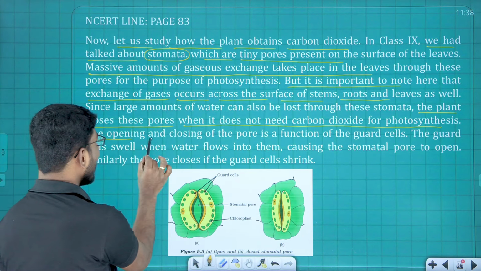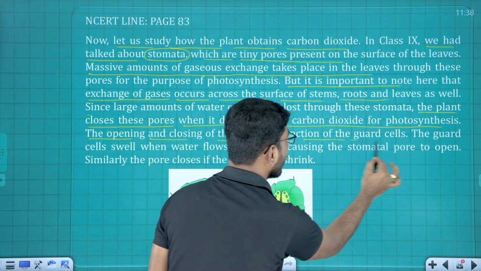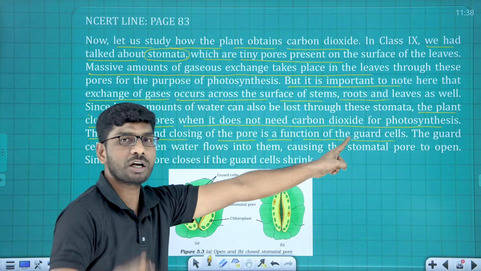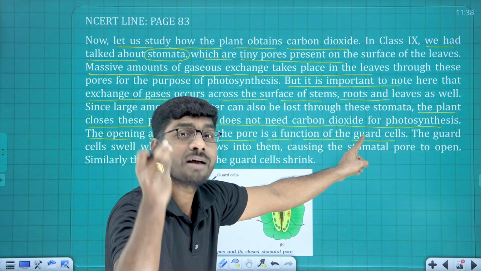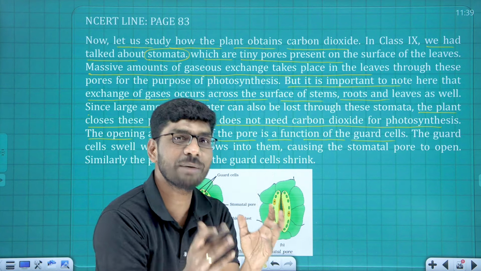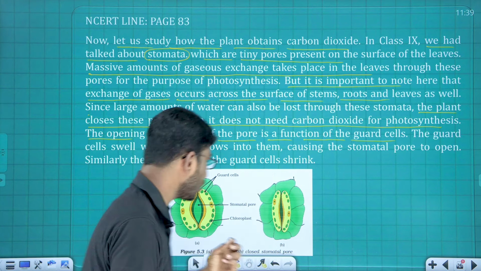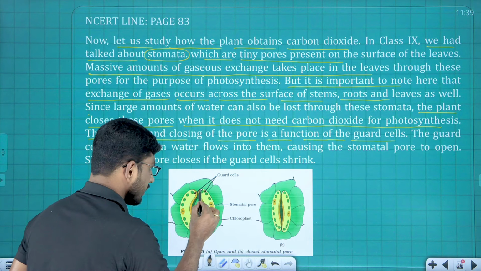The opening and closing of pores is a function of guard cells. This is very important. Tell me, who will actually regulate the opening and closing of stomata? Guard cells. There are some bean-shaped or kidney-shaped cells that surround the stomata. We call them guard cells. Look at here, this is the guard cell.